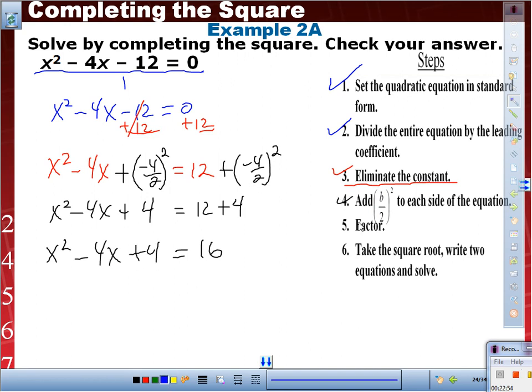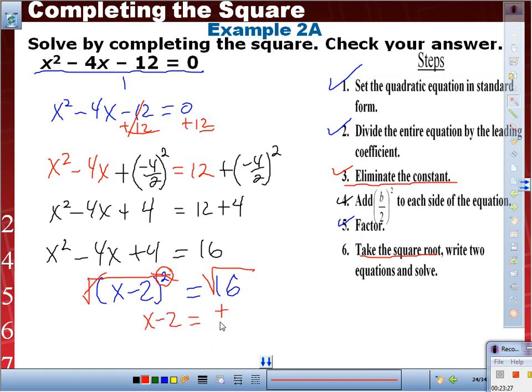Step 5, factor. Do we need the Power Rangers here? No, because it's a perfect square, so we can give you the factors for that. X minus 2 squared equals 16. Next, last step, take the square root. Why do we need to take the square root? To cancel the squares. So square root of this, square root of this. What do we have left? X minus 2 equals plus minus 4. Don't forget the plus minus. See if you can finish off the last 2 steps there.